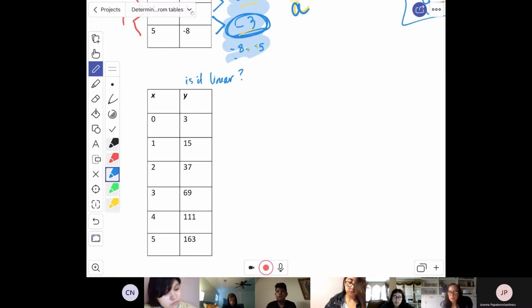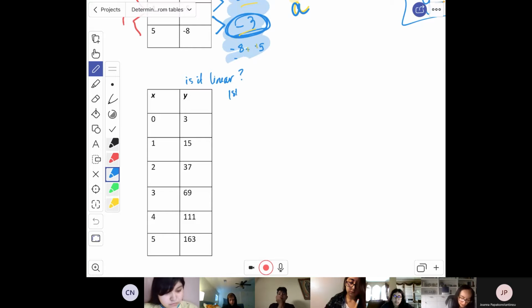Natalie, Nathan, what are you doing? How are you trying to figure out if it's linear? What are we calculating? The slope. You're trying to see if it has a slope. Yes, Nathan, you are correct.